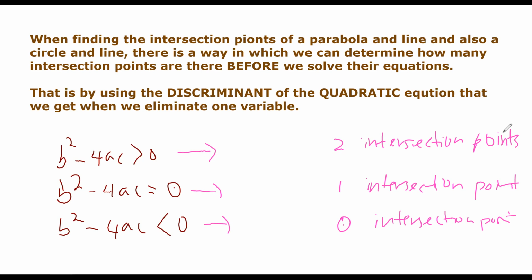So remember, 1 intersection point means the line is a tangent. The word tangent should click for you: oh, that means 1 intersection point. Or 1 intersection point means, oh, the line is a tangent. So that should be the connection you see.